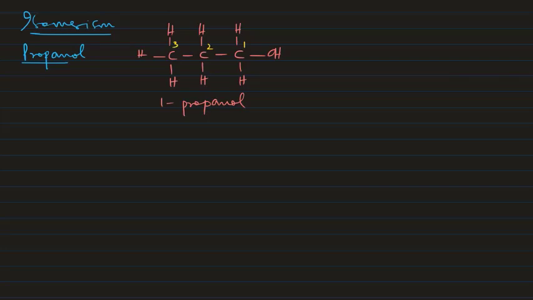So this is 1-propanol. We can have a second isomer that contains 3 carbons and OH over here in the center, and this is called 2-propanol. Okay, so these are two isomers of propanol. Then let's see isomers of the bigger alcohol like butanol.